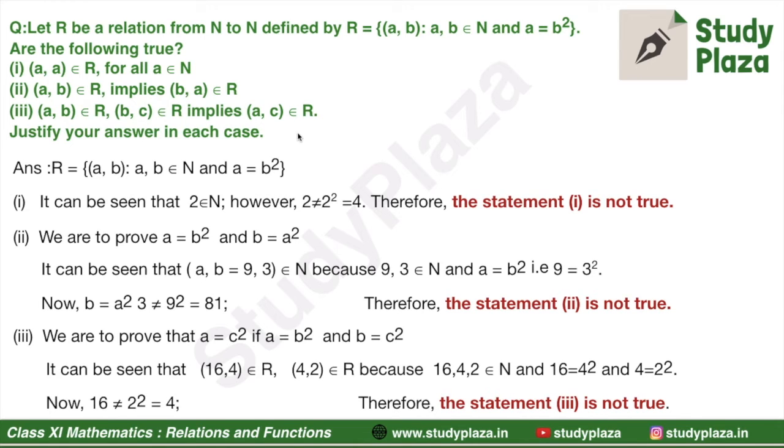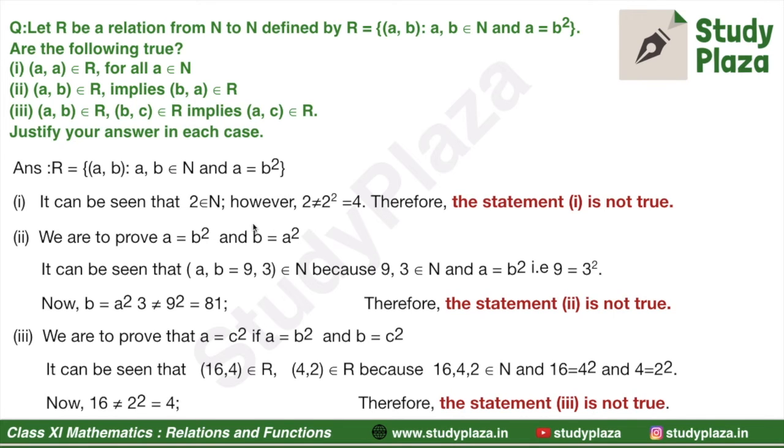Let us start with the answer. Here the relation is given by a = b². In case 1, let us take the value of a as 2, that is, 2 belongs to N, natural number. So the value of a is 2, then the value of b² will be 2² = 4. Therefore this statement is not true, that is, a is not equal to b². The value of a is 2 and the value of b² is 4, so this statement is not true.